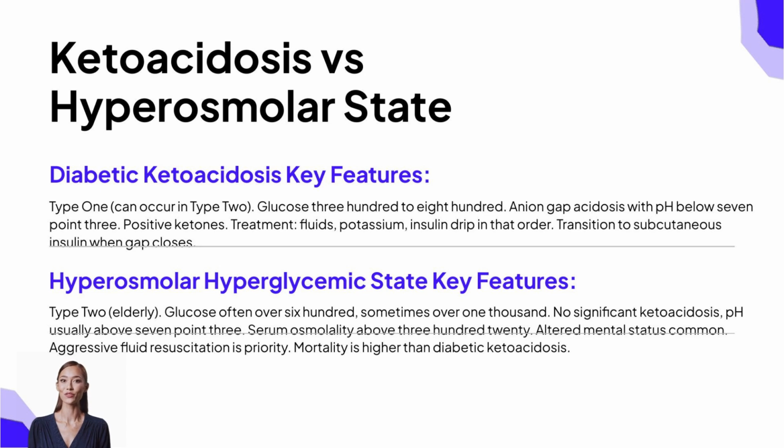Here is the critical board pearl. The question stem will often include both glucose and pH. If the pH is low and ketones are present, it is diabetic ketoacidosis. If the glucose is extremely high but the pH is relatively preserved, it is hyperosmolar hyperglycemic state. Both conditions require aggressive intravenous fluids as the first priority. But hyperosmolar hyperglycemic state actually has a higher mortality rate, which is a frequently tested fact. Review the emergency medicine and endocrinology chapters in your board review materials for detailed management algorithms.